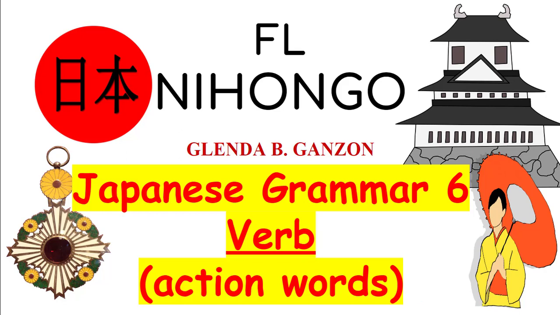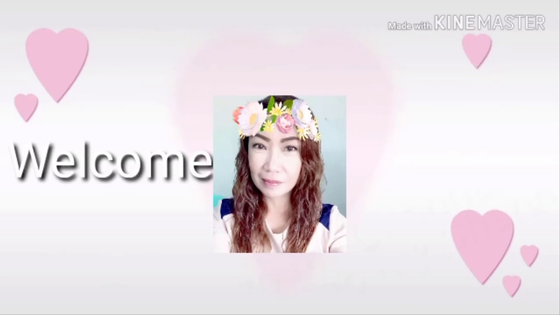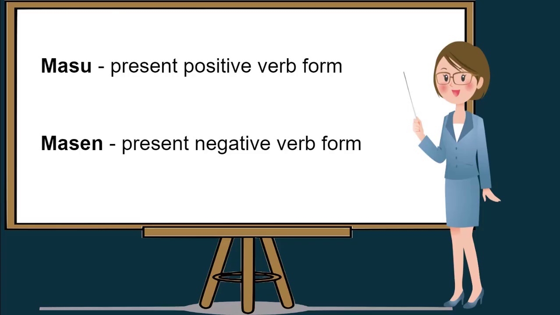For today's lesson, I'm gonna be teaching you about verbs and how to use them in a sentence. So let's start. We will also be using mas and masen in creating a sentence. Mas is a present positive verb form and masen is a present negative verb form. How to create a sentence using mas and masen? Let's see the following examples.